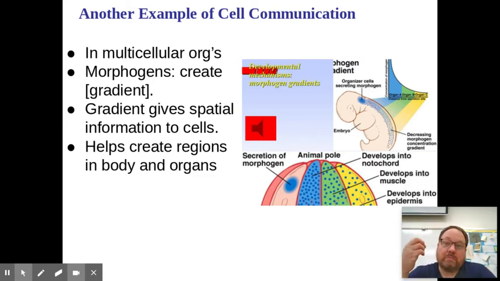How do you go from this ball of cells into you? It's going to take some coordinated action from cells, right? And one example of this is the use of morphogens. Morph means form. So morphogens are chemicals that are secreted in the developing embryo, and due to the concentration gradient of those morphogens, it causes cells in different regions of the developing embryo to develop in different ways.